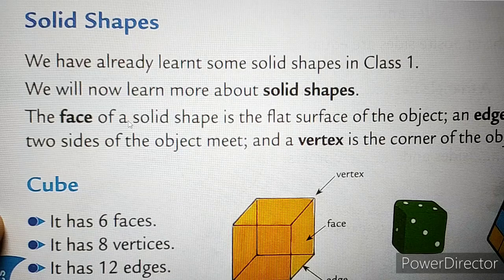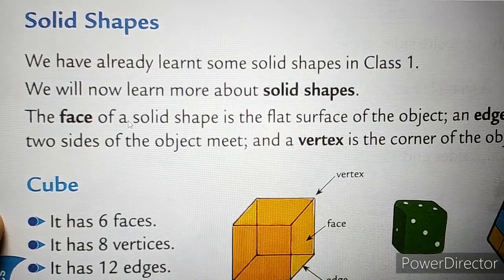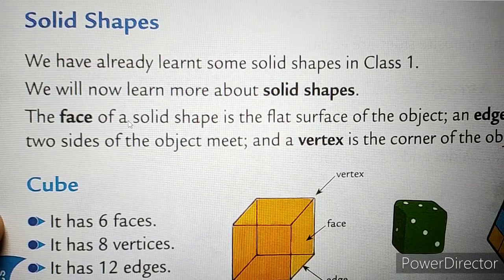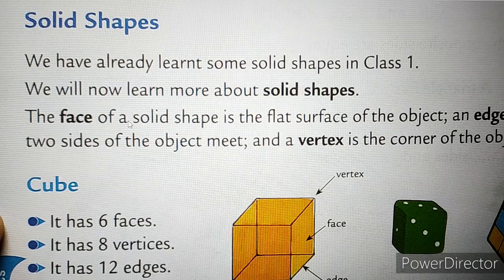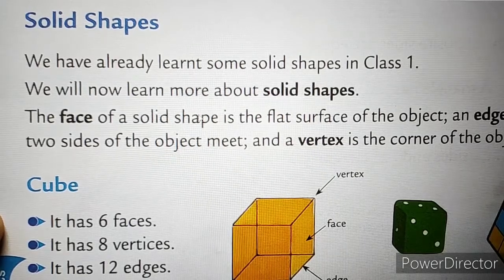Hello students, today we will learn about solid shapes. Solid shapes are the shapes we can see around us, like boxes, ball, container, etc. They are called solid shapes. Last class we learned about flat or 2D shapes. They only have a flat surface. Remember? Rectangle, square, circle. Yes. Today we will learn about solid shapes.